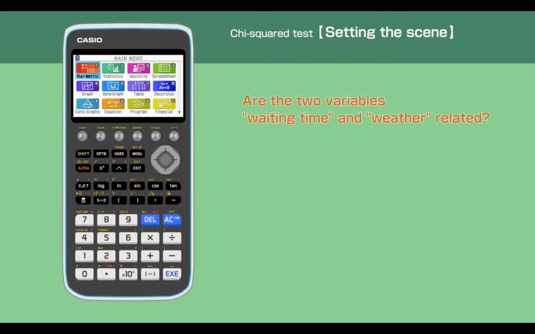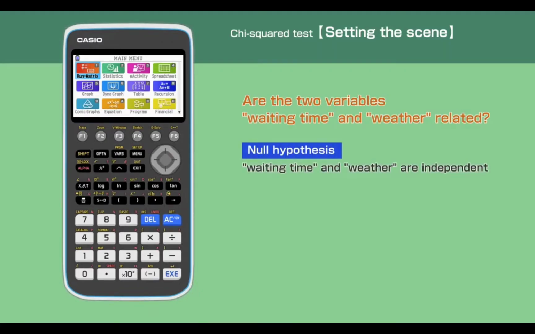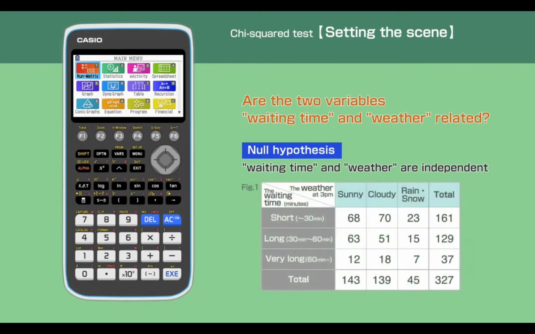In this video, we are going to test if the two variables, waiting time and weather, are related. We will use the chi-square test to determine the independence of the two variables. In order to test this, we have collected the following information.